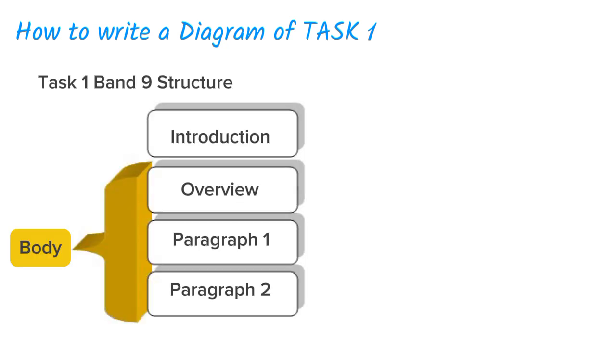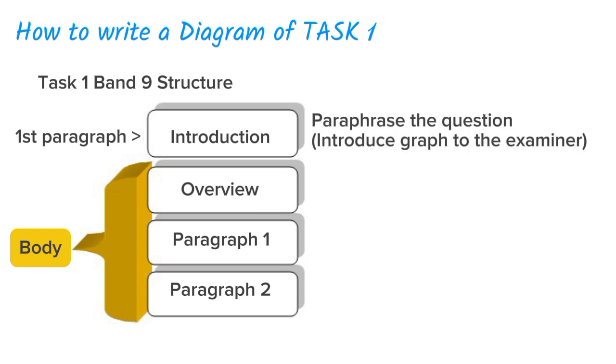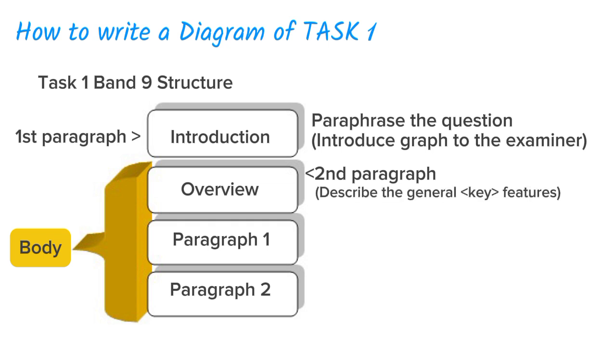Now let's look at the ideal Band 9 structure for a process diagram. Your first paragraph is the introduction. In this paragraph, you paraphrase the question. Your second paragraph is the overview. Here, you describe the general features of the process, such as how many stages there are in the diagram, how the process begins, meaning what the first step shown in the diagram is, and lastly, what the last step shown in the diagram is.